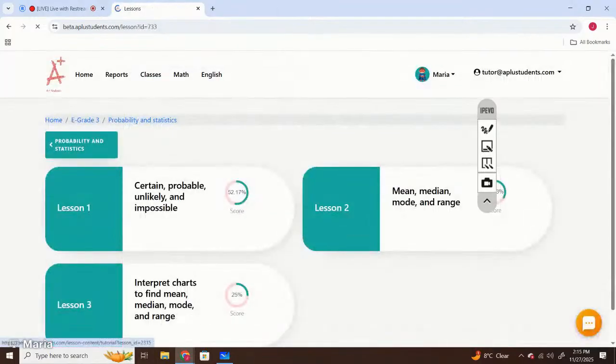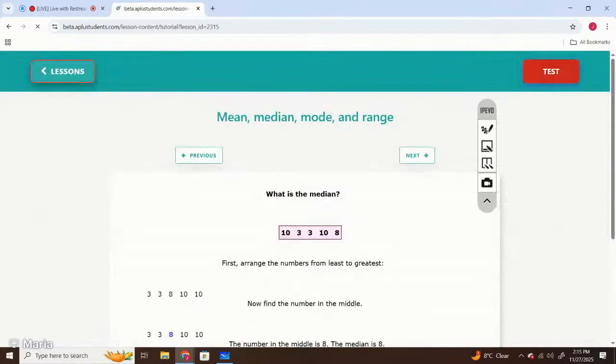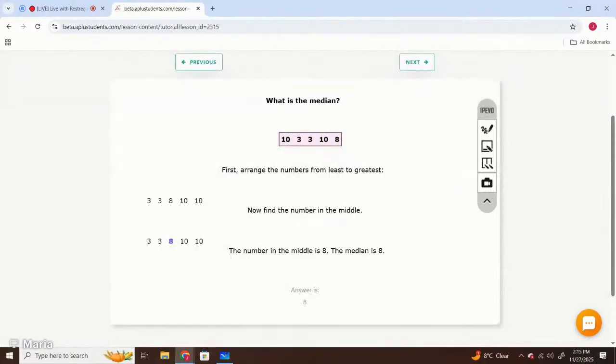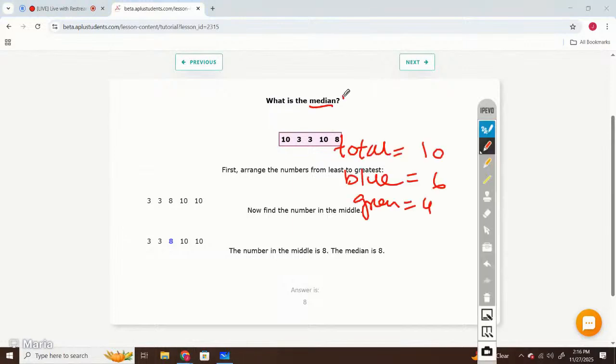Mean, median, mode, and range. Let's just start with the lesson. So now we are going to learn how to calculate the mean, median, mode, and range with the given data, right? The first example is what is the median? Relate the word median with the word middle, right? So basically, median means you need to find the middle number of the given data.